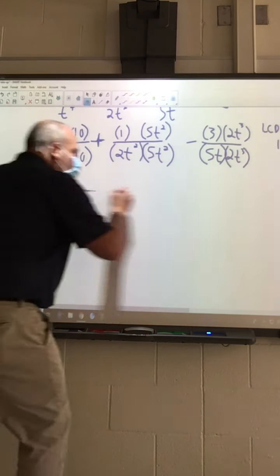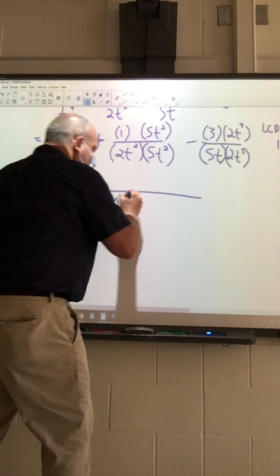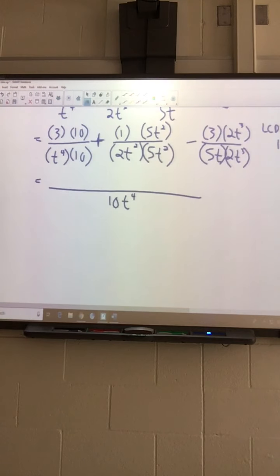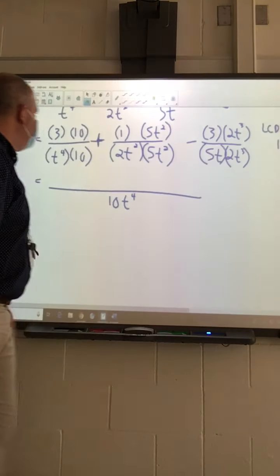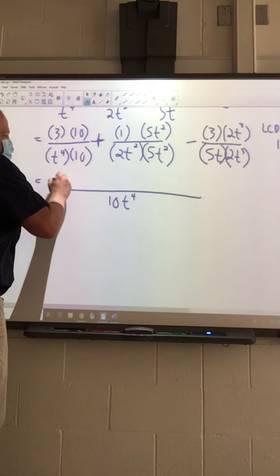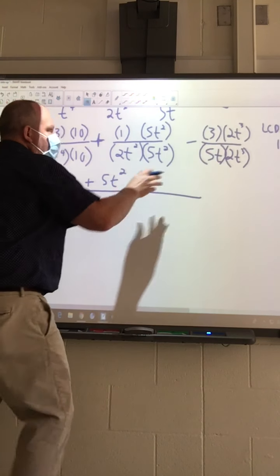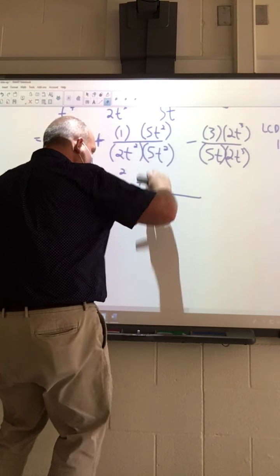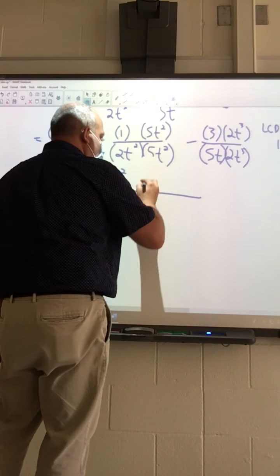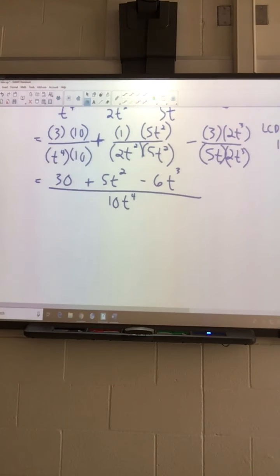Well, remember, every one of these we've set up so we know the denominator is going to be 10t to the 4. I would check it out just to be sure. Don't just blindly do it. That's going to be 10t to the 4 over each. Then you go 3 times 10, you can even do 30 here, and you can even do a 5t squared here, and minus a 6t cubed there.